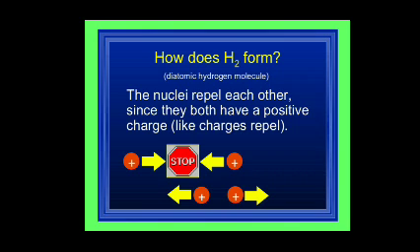How does hydrogen form? The nuclei repel each other since they both have a positive charge. Like charges repel.